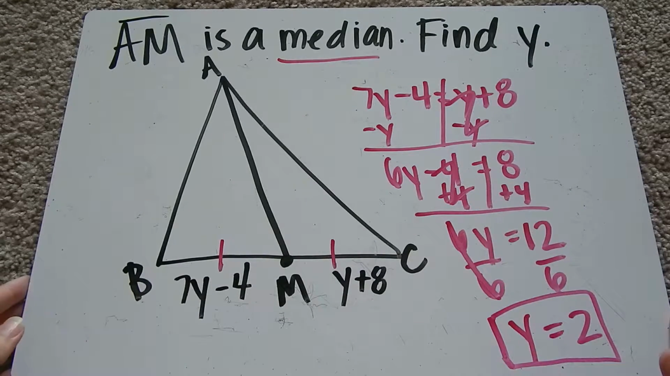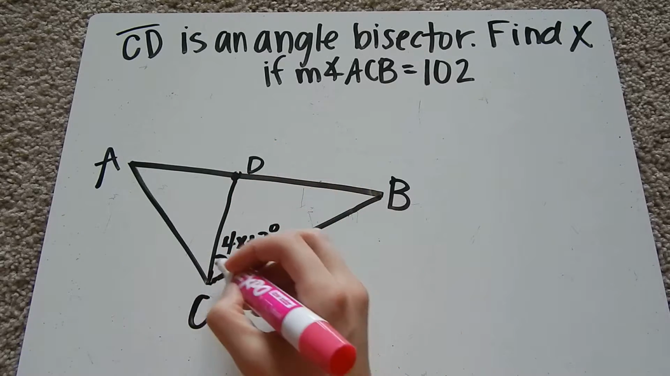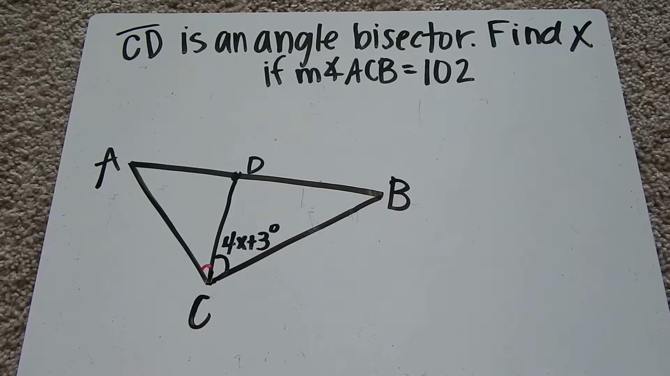Moving on to our next example. This one says CD is an angle bisector. Remember, bisector means split into two. Since it's an angle bisector, we split the angle into two equal parts. The median split into two equal segments, and this one is going to split into two equal angles. So CD splits this angle into two, which means these two are congruent.